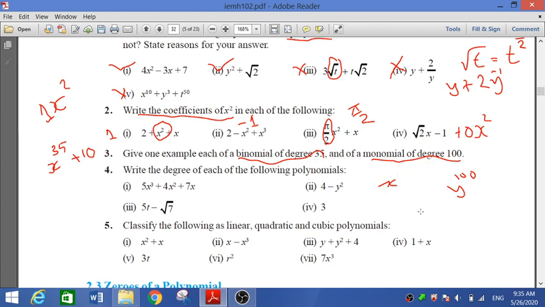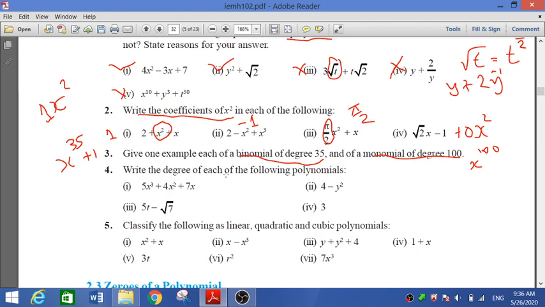So it is easy. Again, the easiest question is question number 3. What do you have to write? Binomial of degree 35 and monomial of degree 100. So just write x to the power 100, and here x to the power 35 plus 1. That we have to write. So it is an easy question.